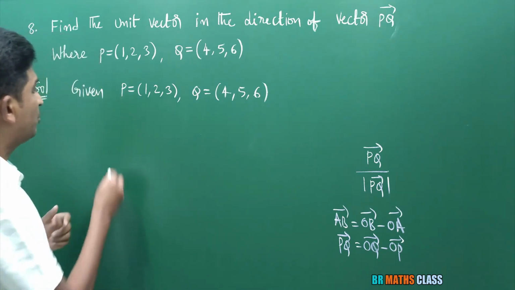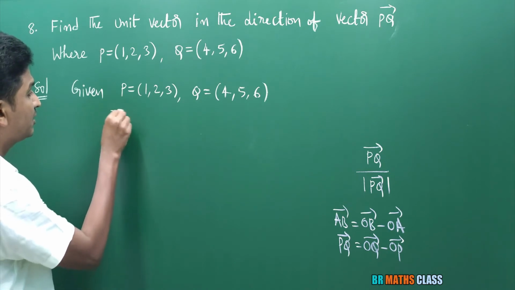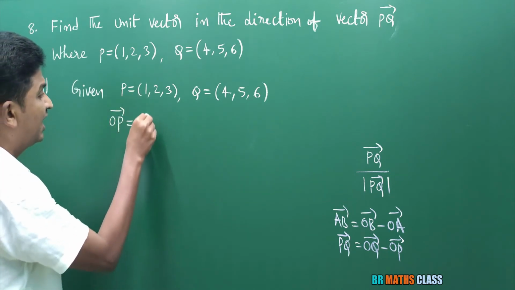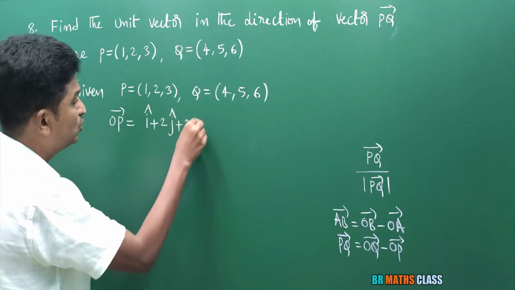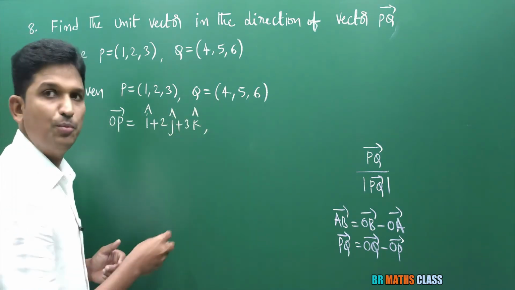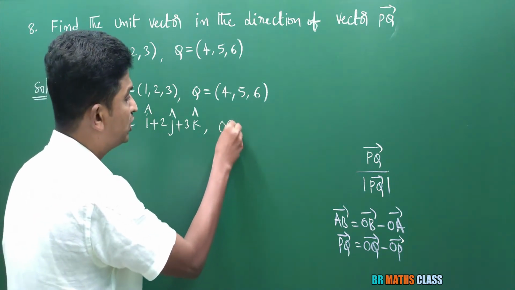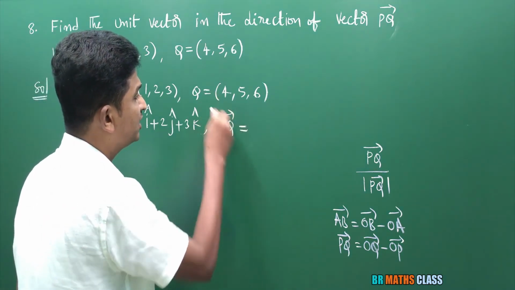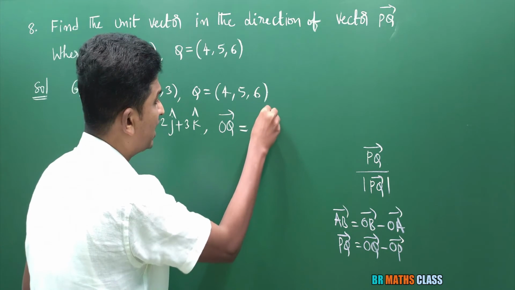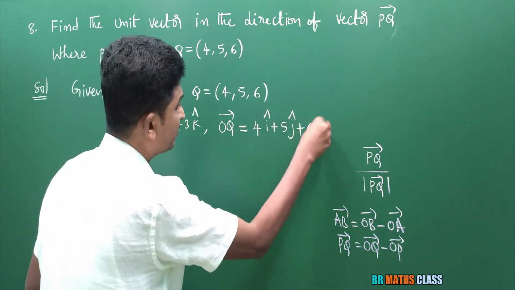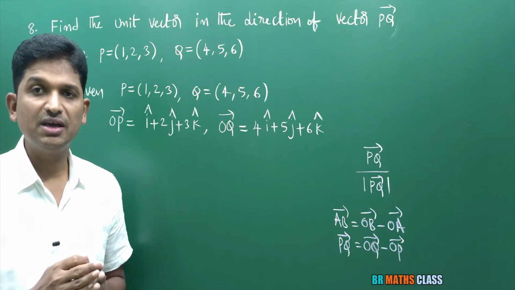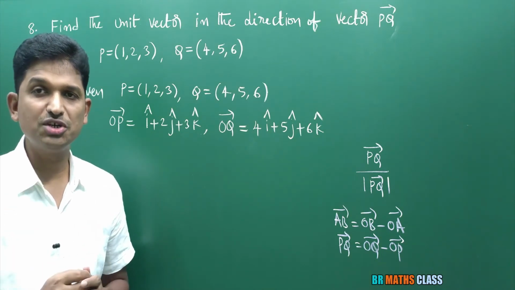Similarly, as they gave the point P, you can write OP bar. What is OP bar? I cap plus 2 into j cap plus 3 into k cap. As they gave point Q, you can write OQ bar. The position vector of point Q is what? 4 into I cap plus 5 into j cap plus 6 into k cap. When they give a point P, then we can easily write its position vector.